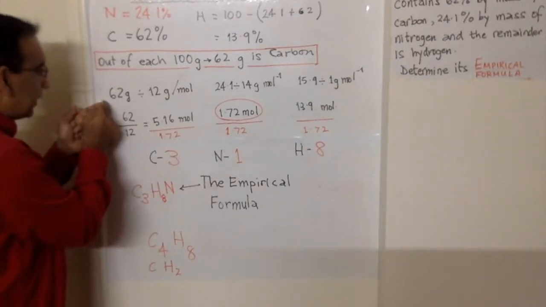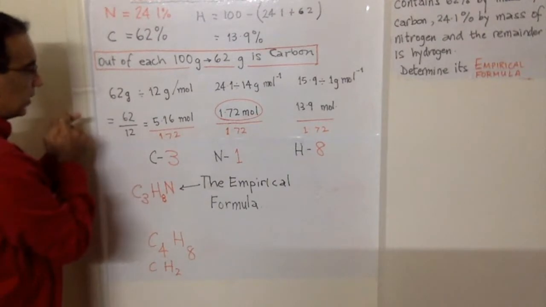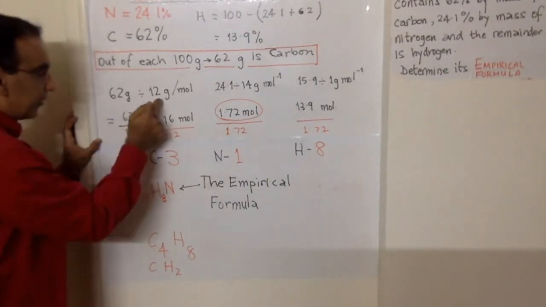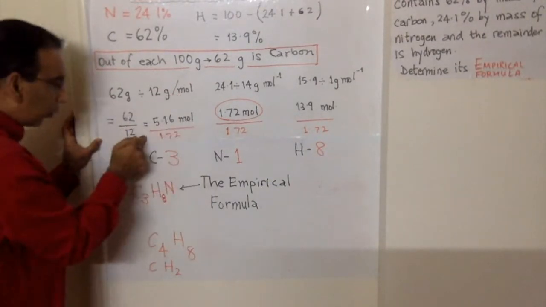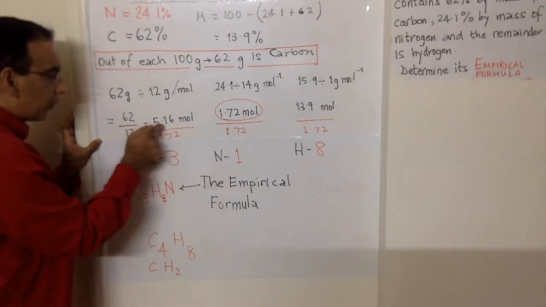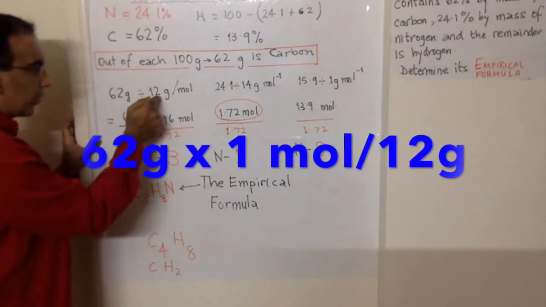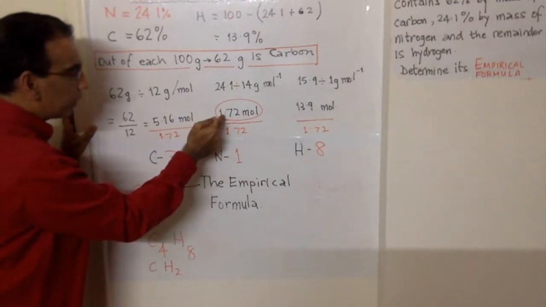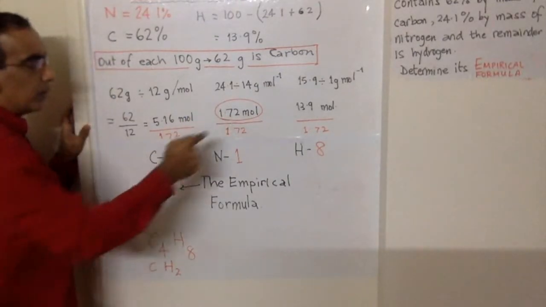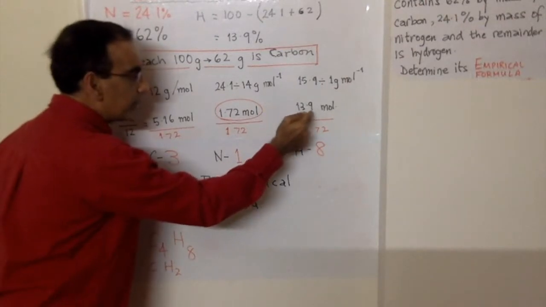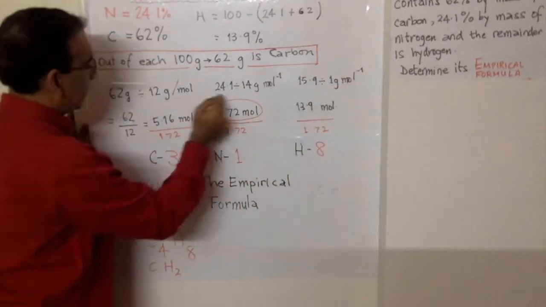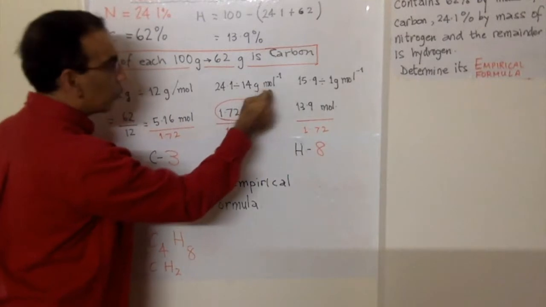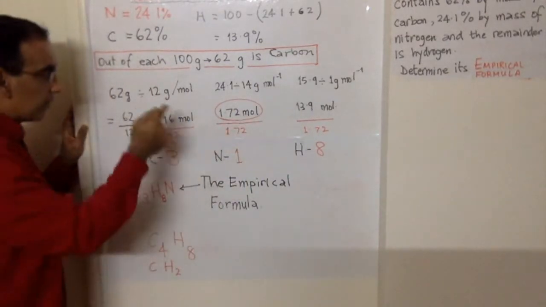Then we divide the percentage composition out of 100 grams, so here expressed as 62 grams, divided by 12 grams per mole, and this would come to an answer of 5.16 moles, with the grams cancelling. Doing the same for nitrogen would give us an answer of 1.72 moles. And doing the same for hydrogen, 13.9 moles. Notice, here I've written 12 grams per mole, and here I've written 14 grams mole to the power of -1, which is the same as grams per mole.